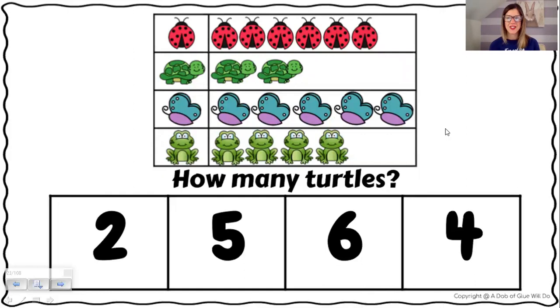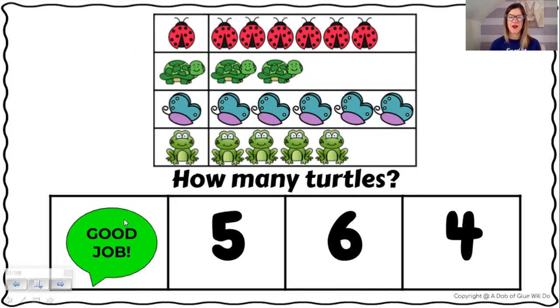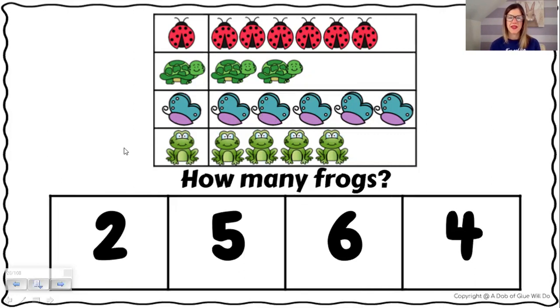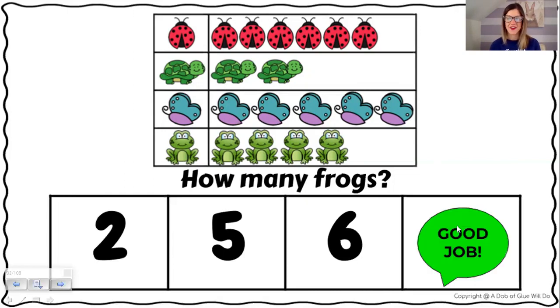How many turtles are there? Are there 2, 5, 6, or 4? If you said 2, you are correct. Good job. How many frogs? How many frogs in our picture graph? 2, 5, 6, or 4? If you said 4, you're correct.